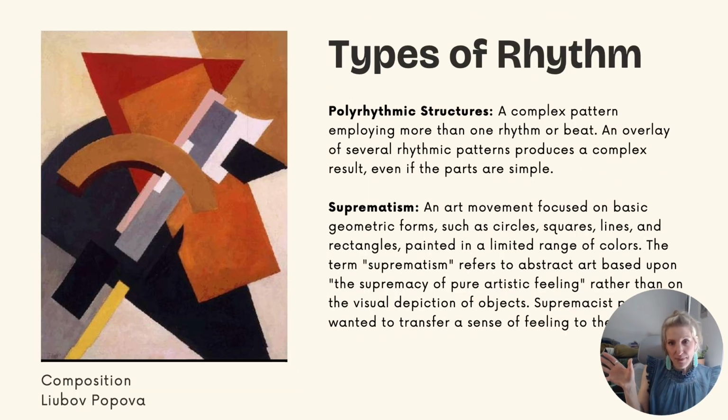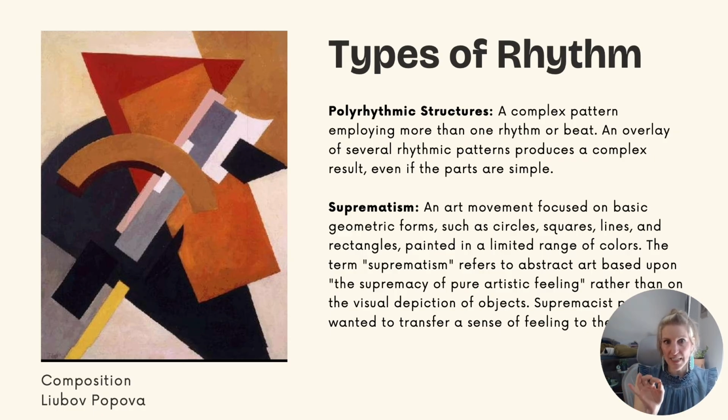Now, the other types of rhythm are polyrhythmic and suprematism. Polyrhythmic structures are complex patterns that employ more than one rhythm or beat. An overlay of several rhythmic patterns produces a complex result, even if the parts are simple. And then suprematism, we don't really see this much anymore, but it's an art movement focused on basic geometric forms such as circles, squares, lines, and rectangles, painted in a limited range of colors.